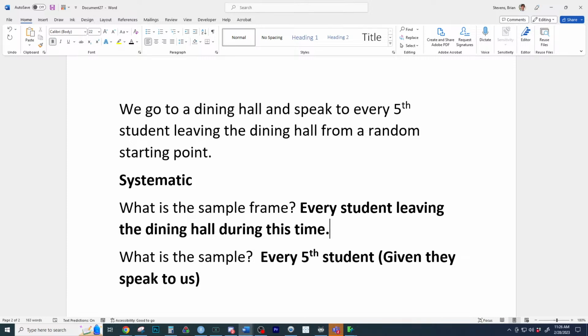Because think about it, if we're standing outside the dining hall, then we could theoretically speak to any of the students leaving. So technically, you could probably expand to anyone at the dining hall or students who generally go during that time frame. But your sample frame would just be the people who could technically be every 5th student, because that's what you're sampling from in that moment. You still are interested in the population, all UTK students, but the sample frame is going to be every student leaving the dining hall during that time, because they could technically be in your sample. So the sample frame is what is possible to be in your sample.